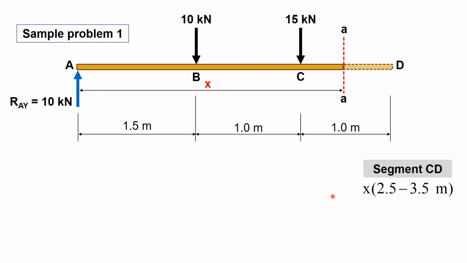Now for segment CD, so medyo in-adjust ko lang to na sa taas. So ang limit naman natin dito ay 2.5 to 3.5 meters. So again, for segment AB, so we have 0 to 1.5, 1.5 to 2.5, and then 2.5 to 3.5. So we just added 1 meter nandito. So 3.5 meters.